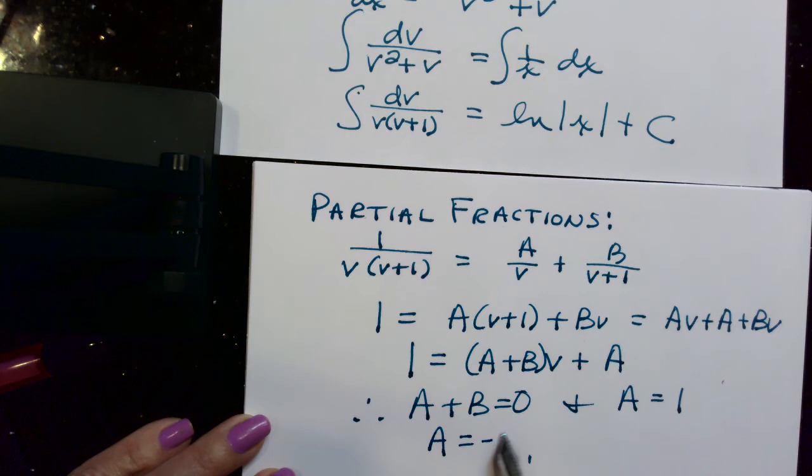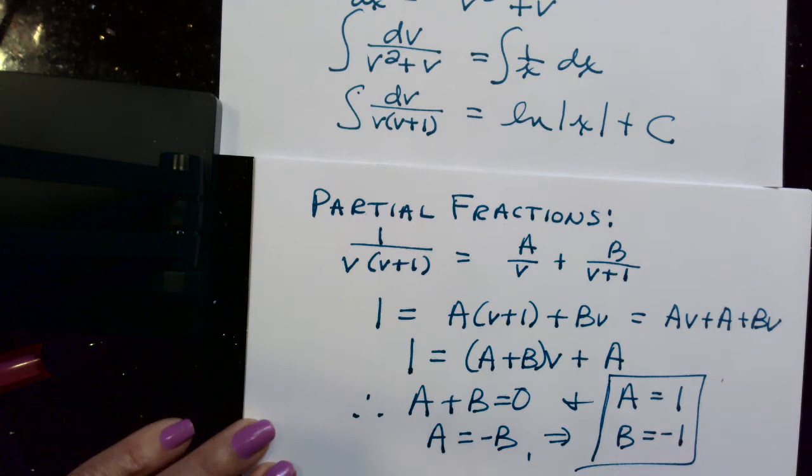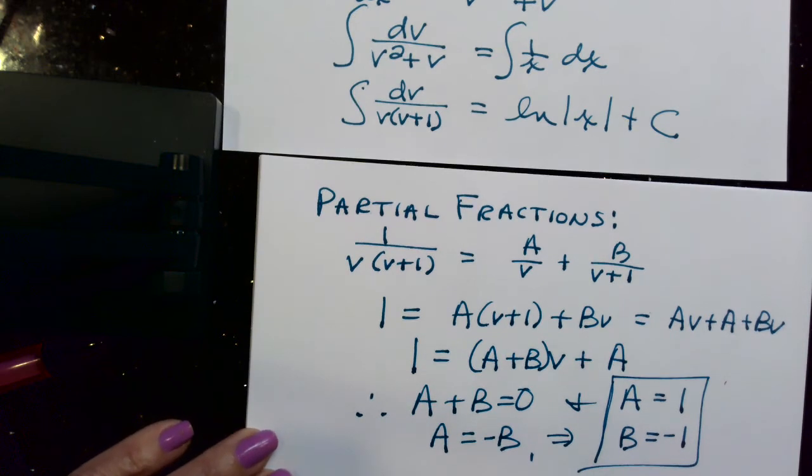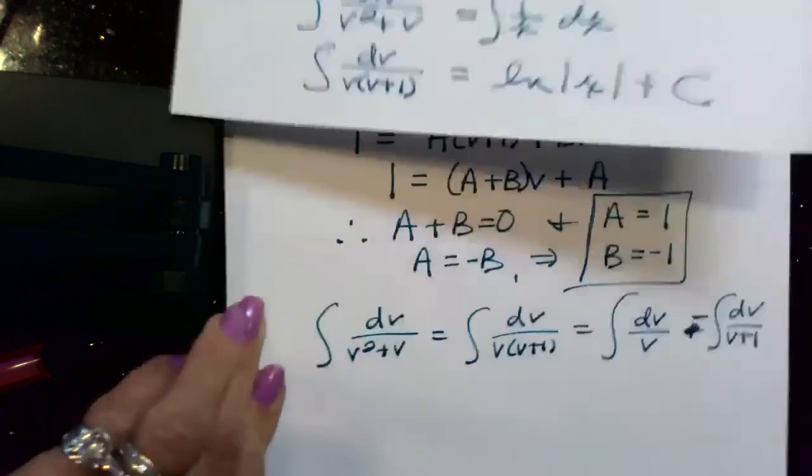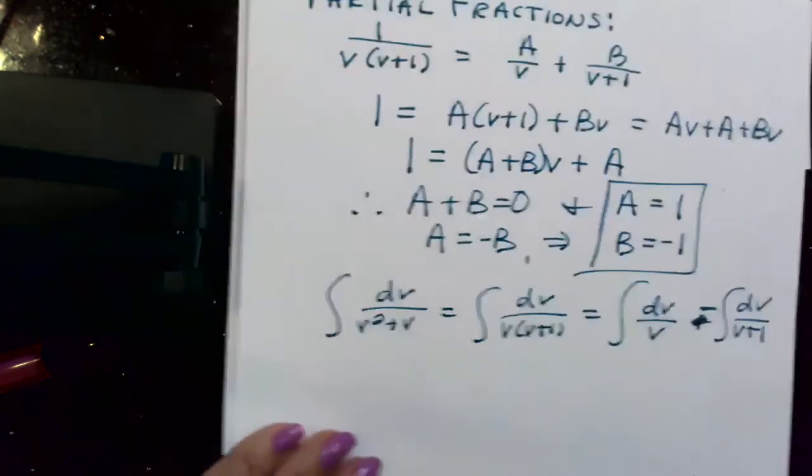So a is equal to minus b. And since a is 1, that says that b is minus 1. Okay. So the integral of dv over v squared plus v is the integral of dv over v times v plus 1, which is by partial fractions, the integral of dv over v minus the integral of dv over v plus 1. Oops, sorry, wrote that where you couldn't see it. Okay.